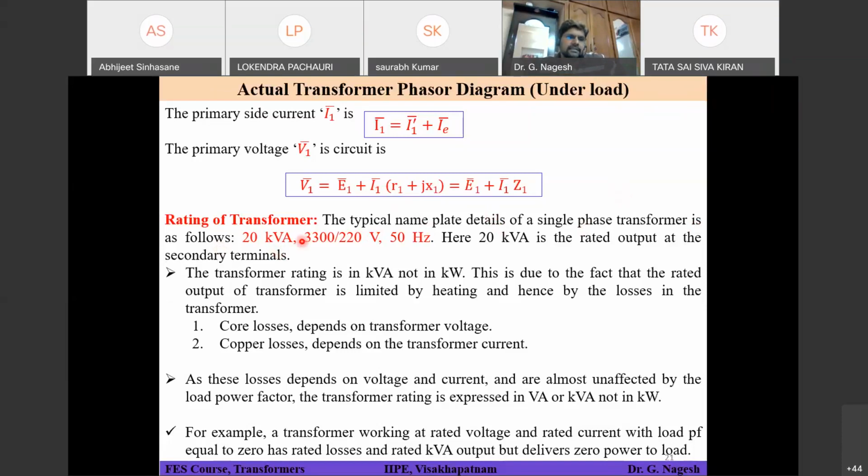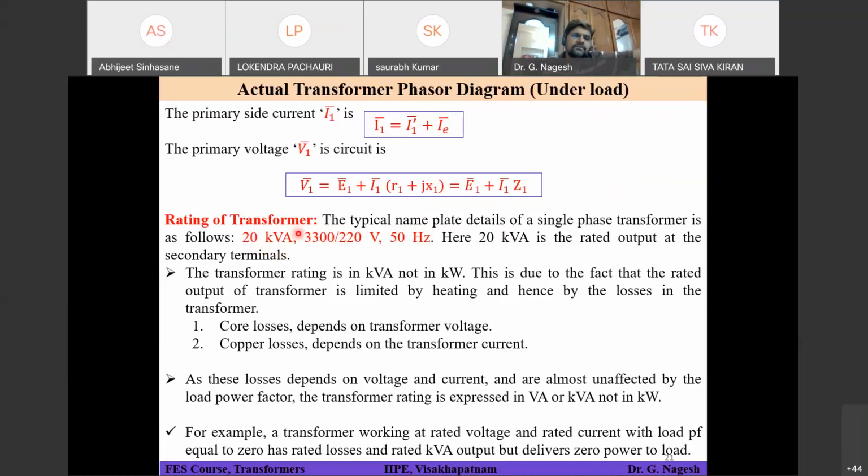Okay, so they will give you the kVA rating and turns ratio, or E1 by E2 ratio. This is called the E1 by E2 ratio. Let's say here it is 3300 by 220 volts, and frequency 50 hertz. So these three pieces of information they will give you for a single phase. If it's three phase, obviously they have to mention the number of phases also.